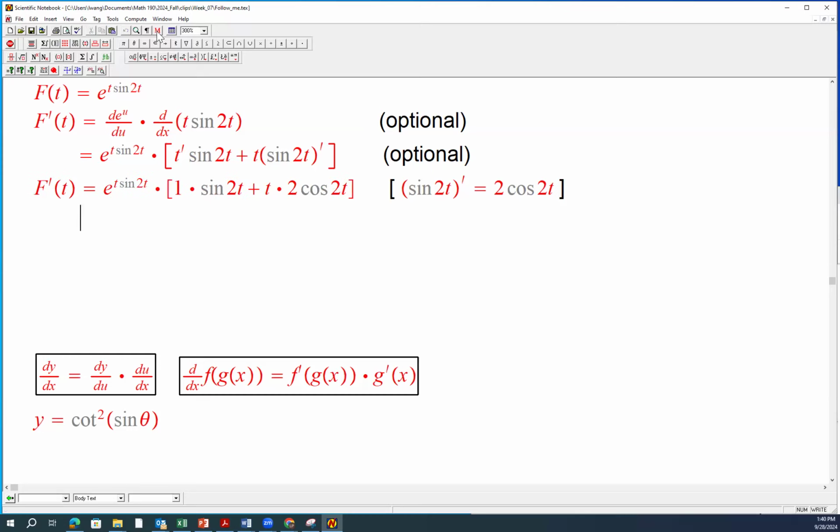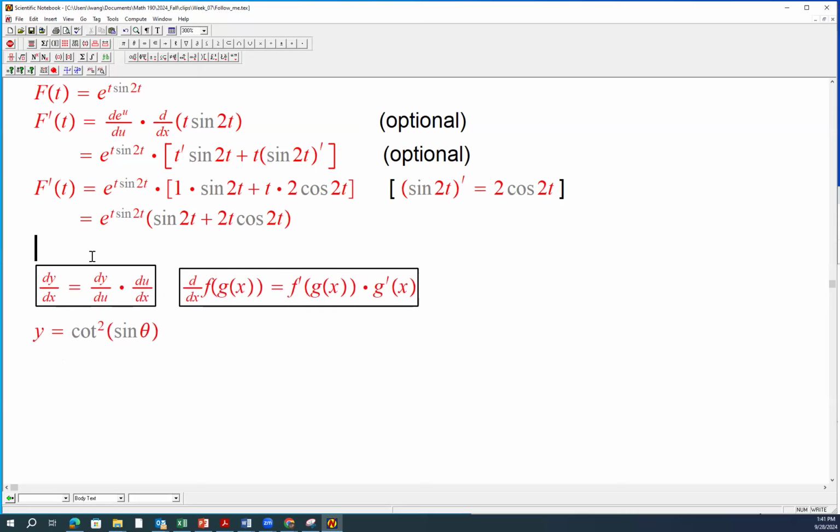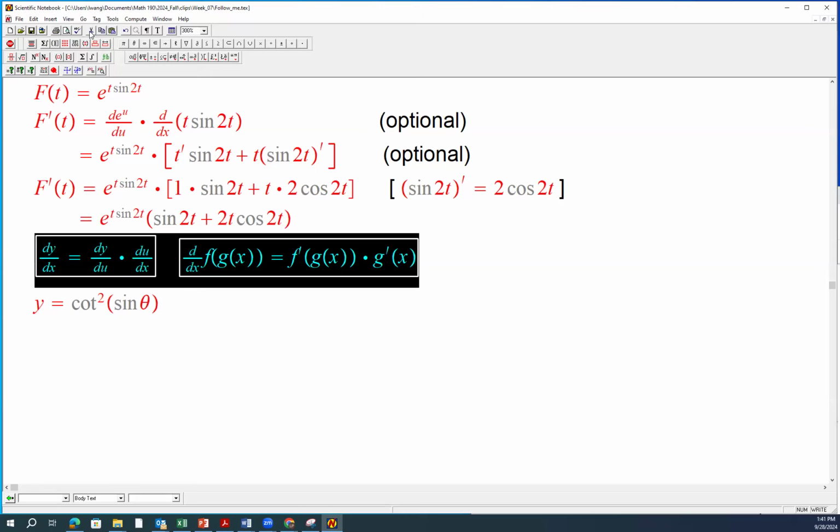And next, we'll just do a little simplifying. We can remove the dot if you want, and replace it by parentheses, because there are no parentheses. 1 times sine 2t is sine 2t. And here you just write 2t. And we're done. We're finished. Okay. Last but not least.